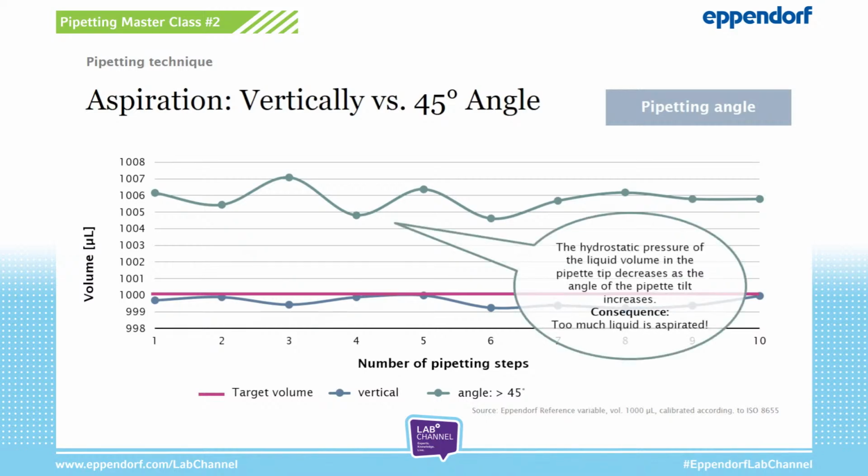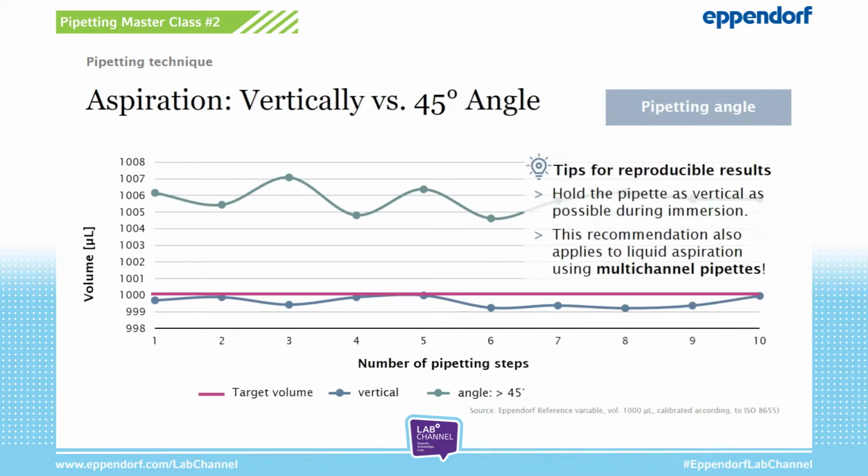If, on the other hand, the pipette is held at an angle of 45 degrees during aspiration, we can see by the green line that more liquid is aspirated each time. The volume ranges from 1004 to 1007 microliter, and due to the lower hydrostatic pressure, more water is aspirated. So if the pipette is held vertically, we always pipette almost exactly 1000 microliter of water. And by the way, this also applies to multi-channel pipettes. Hold the pipette as vertical as possible during the immersion to get optimal and reproducible results.